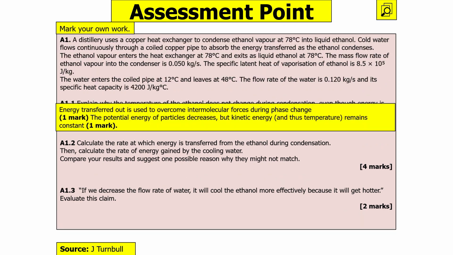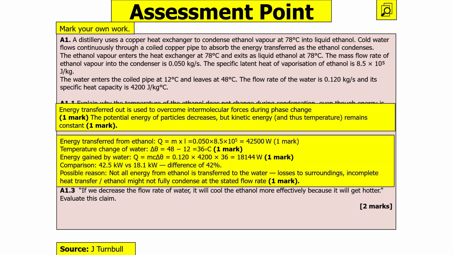In our first one, energy is transferred out to overcome the intermolecular forces of attraction during phase change. Now, the potential energy of the particles decreases, but the kinetic energy and therefore the temperature must remain constant. We can work out the energy transferred from the ethanol by doing Q = ml, and we get 42,500 watts, or joules per second, when we work this through.